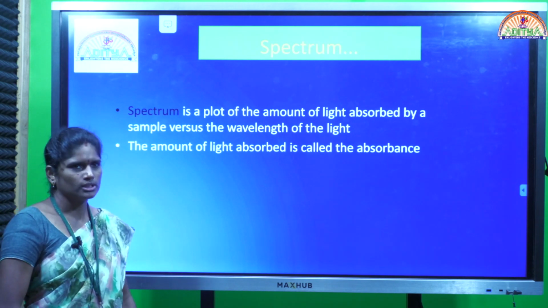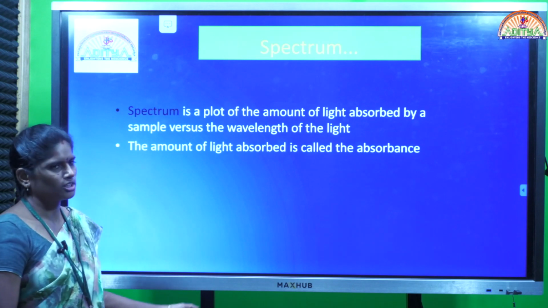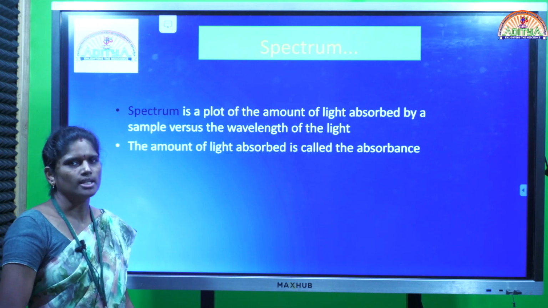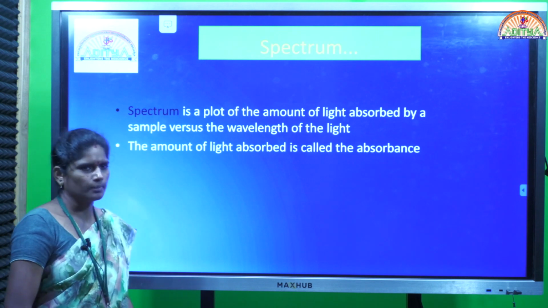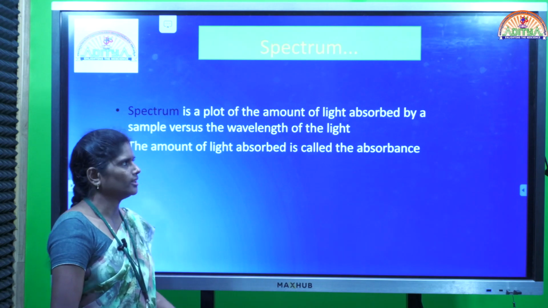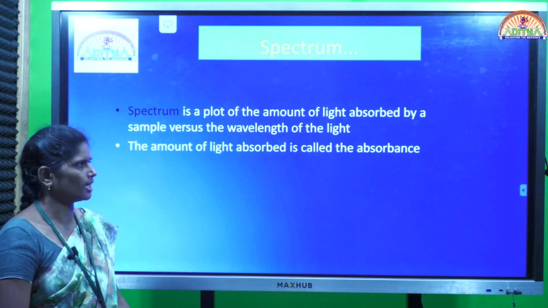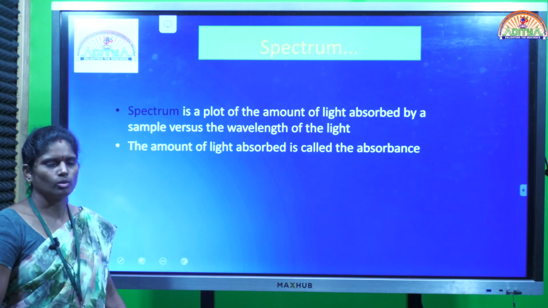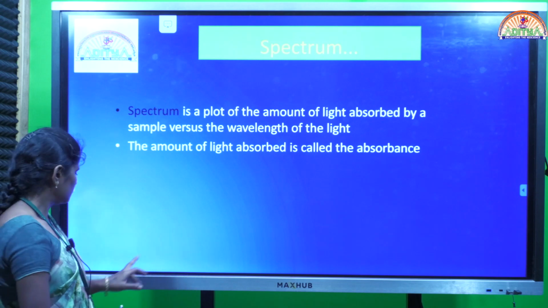And spectrum. So this spectrum is the term which is normally given for the graphical representation, where the responses of the sample upon its interaction with the electromagnetic radiation can be recorded in the form of a graph. So this spectrum is normally obtained in the form of a graph, which is wavelength versus detector response, which will be the amount of light absorbed or emitted by the sample molecules. So absorbance versus wavelength or emission versus wavelength can be the form of a spectrum.